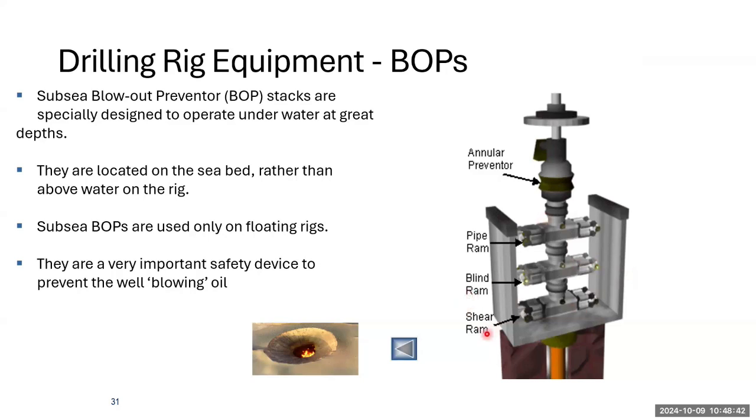For example, if you have a shear ram, the shear ram will just shear the entire pipe and it will seal. So essentially nothing is coming to the surface anymore. So if you have a cementing job gone wrong, and then if you have a blowout or if there is a kick, you close your rams, you shut down your production.